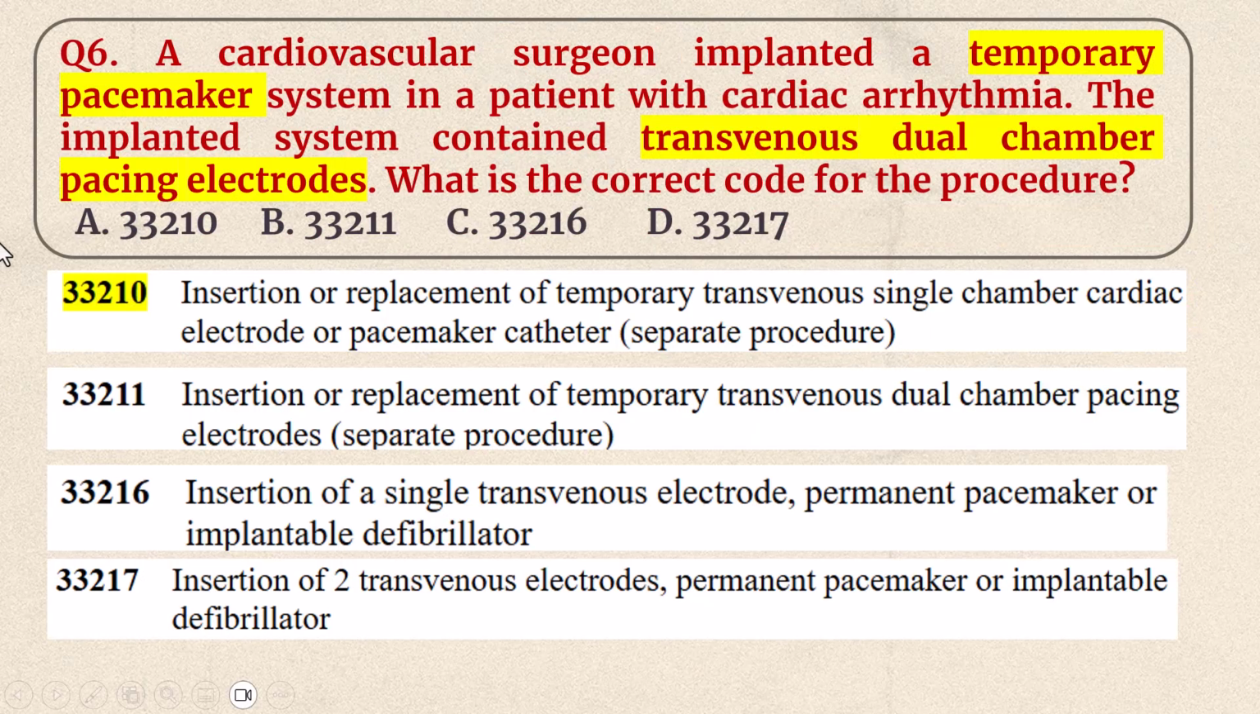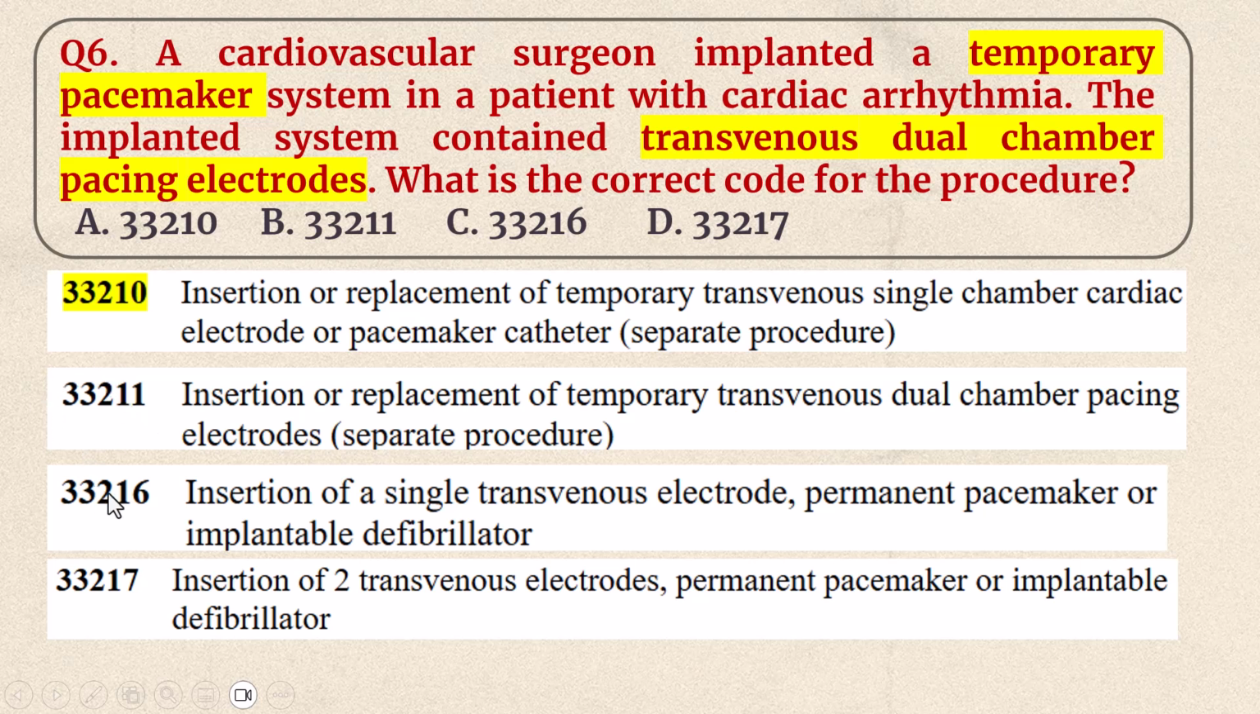Okay, when you go to the codes, you can see the 33,210 code is insertion or replacement of temporary transvenous single chamber cardiac electrode. But this is temporary, with transvenous dual chamber pacing electrodes. But 210 is only the single chamber cardiac electrode. So that is not suitable. When you see the other answer, 33,211, insertion or replacement of temporary transvenous dual chamber pacing electrodes, separate procedure. So this is the suitable answer.